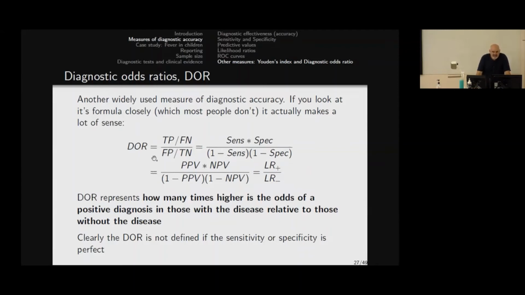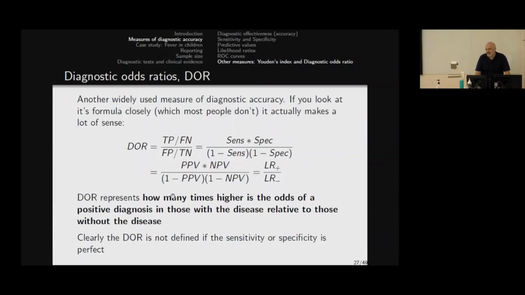Okay, what does it represent? There are about 10 billion different ways of actually calculating it. Here is the most useful. So as I mentioned before, a likelihood ratio plus is a measure of odds, okay? And a likelihood ratio minus is a measure of odds. So the diagnostic odds ratio is the ratio of these two odds, okay?